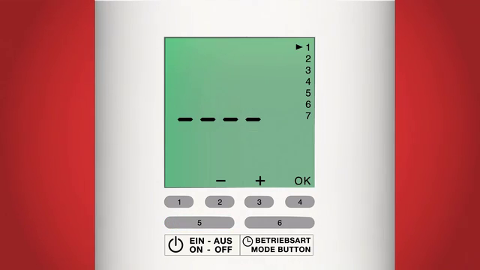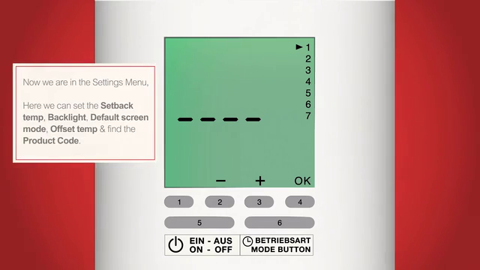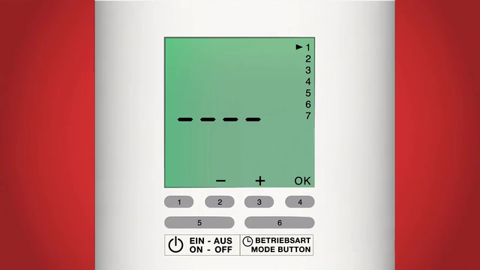You should now be able to see 4 dashes in the middle of the display and the numbers 1 to 7 on the right hand side again. We are now in the settings mode. Here we have the option to change the setback temperature, the offset temperature, the backlight duration, the default display, and we can view the product number.